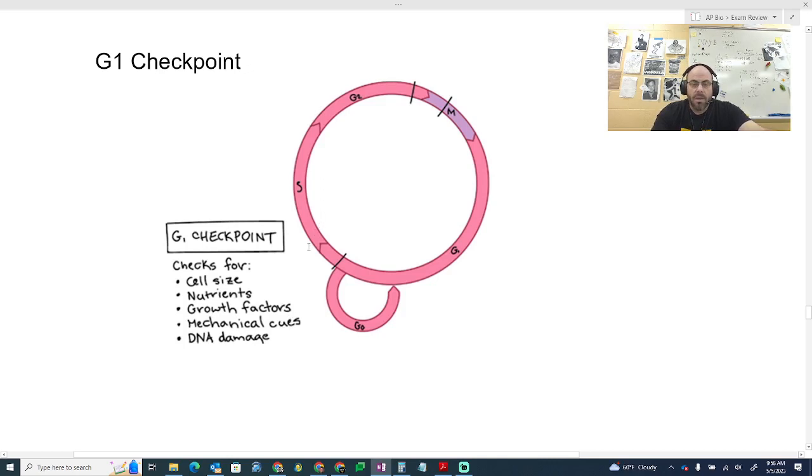G1 checkpoint. Basically, the G1 checkpoint is oftentimes called the point of no return, because the G1 checkpoint represents a time in which that cell is going to say, okay, after this, we're going to make a new copy of the DNA, and we have to make sure everything's good. And so G1 checkpoint, very important.